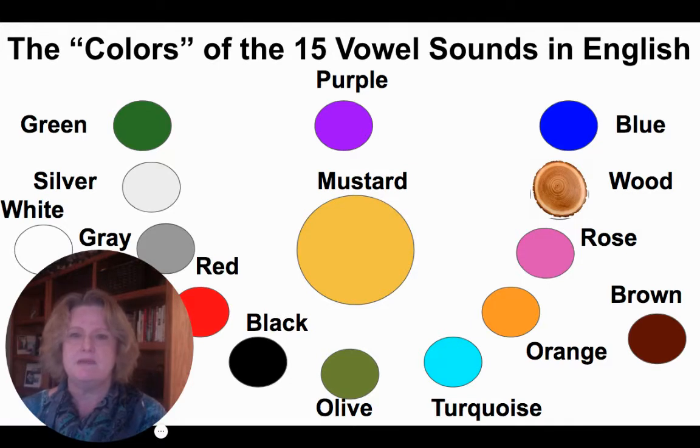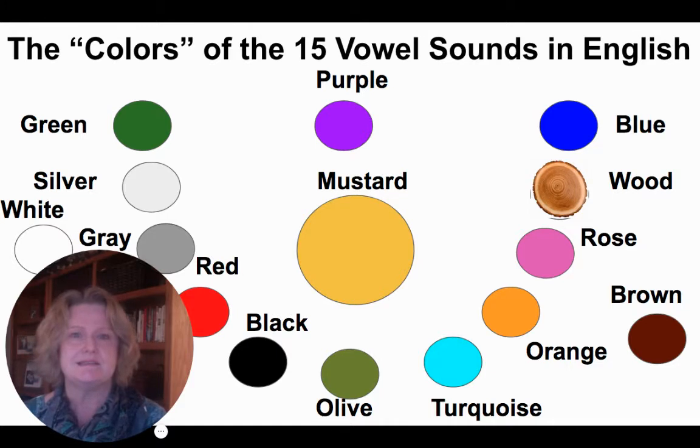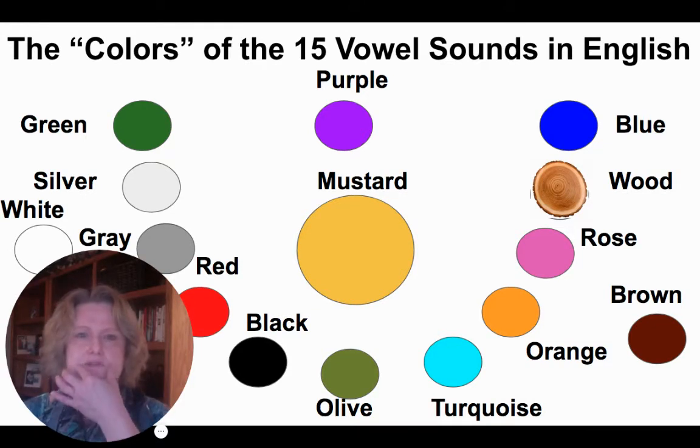So, repeat after me. Green, E. Silver, I. White, I. Gray, A. Red, E. Black, A. Olive, aw. And you really need to use your jaw going down, ah, in order to make that sound.